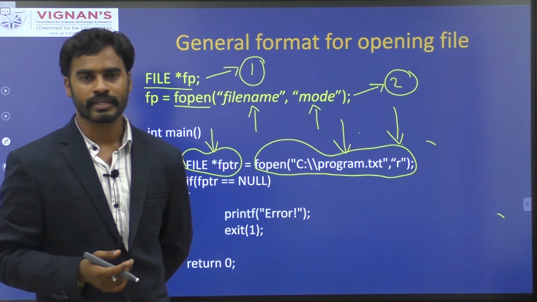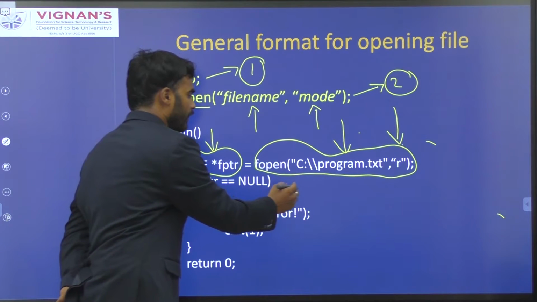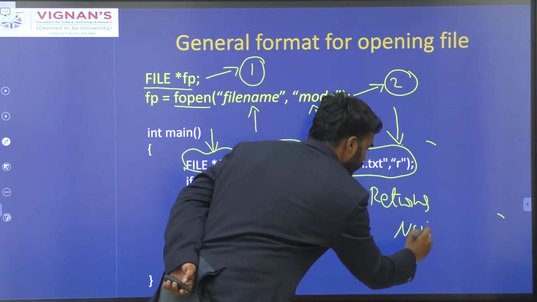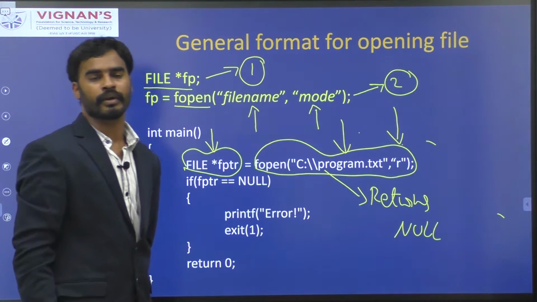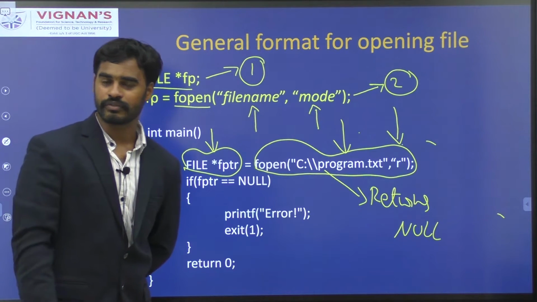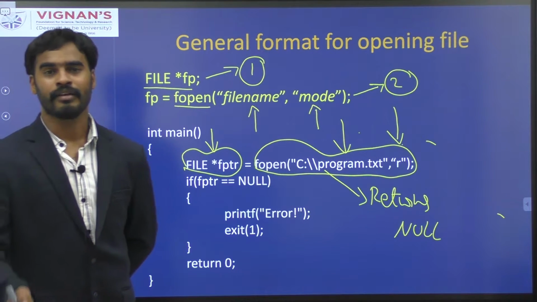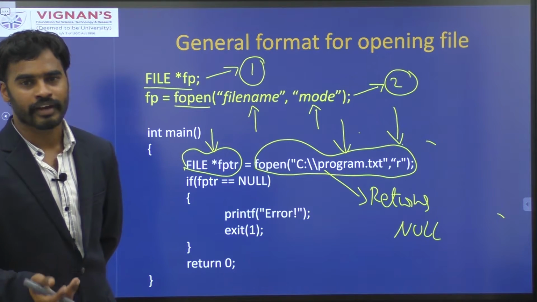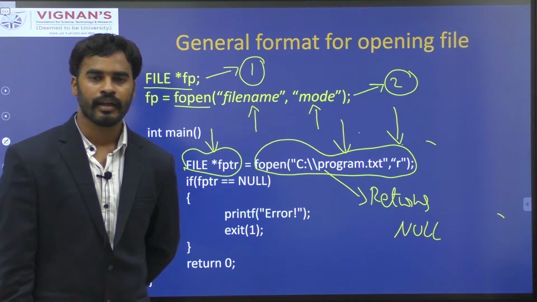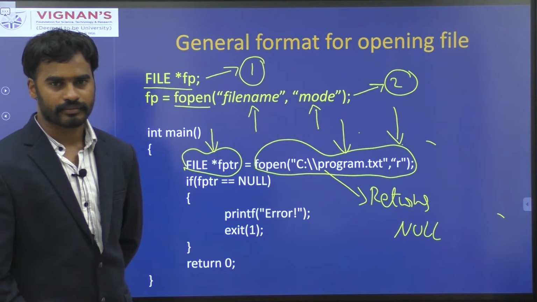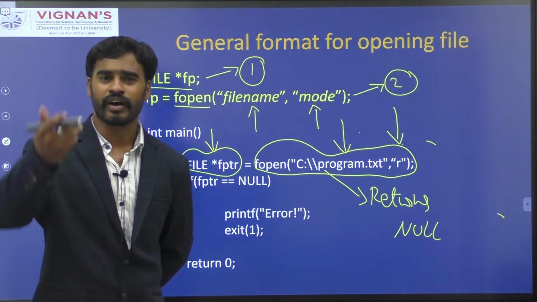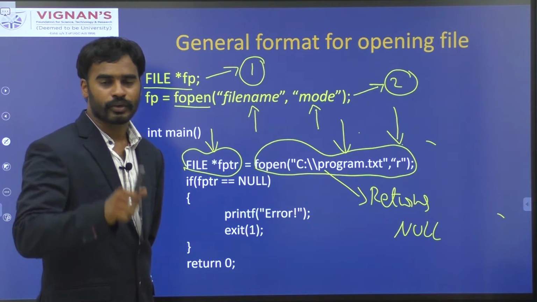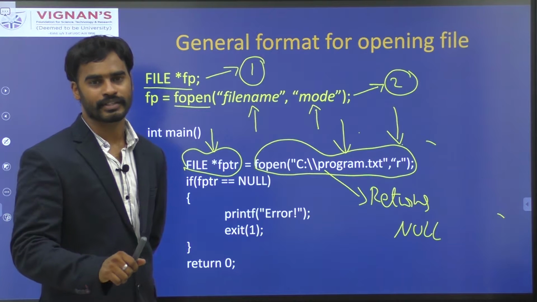If the file does not open successfully, fopen returns null. There are a number of reasons why the file is not able to open. The file may not exist, the location of the file may be incorrect, and the file may be protected from reading and writing. So before doing any operations, it is a good habit to check whether the file is opened successfully or not.